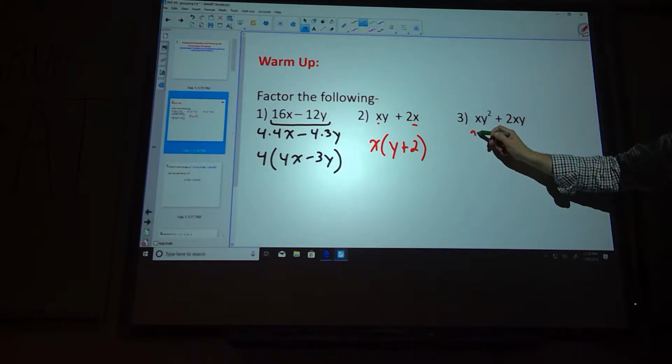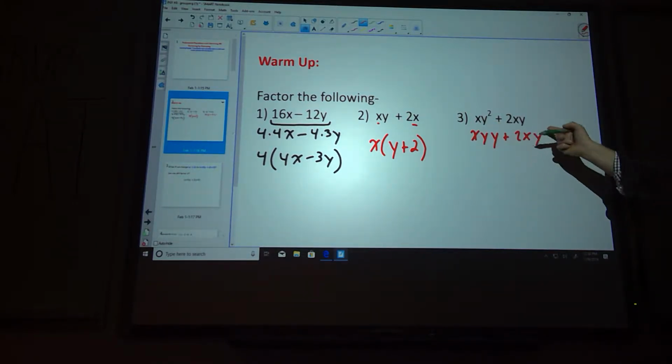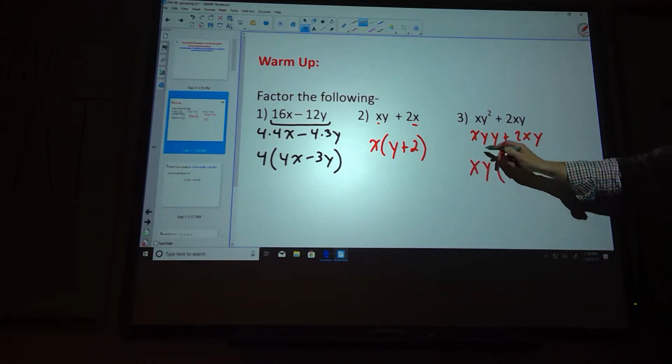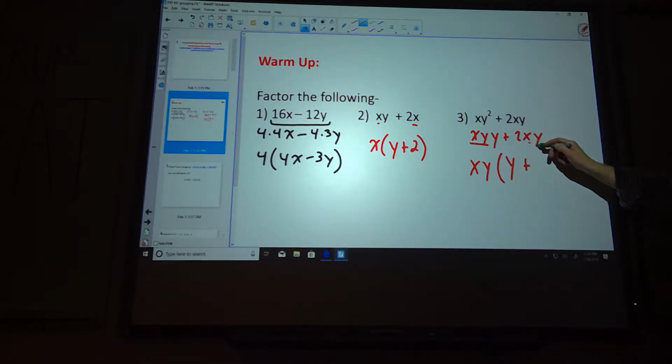That's x times y times y, and that's 2xy. What do they have in common between them? An x and a y. So if I take an x and a y out of this first one, I have a y left. Plus, if I take an x and a y out of this last one, I have a 2 left. And there's that answer. So I'm reverse distributing, right? Seem okay?